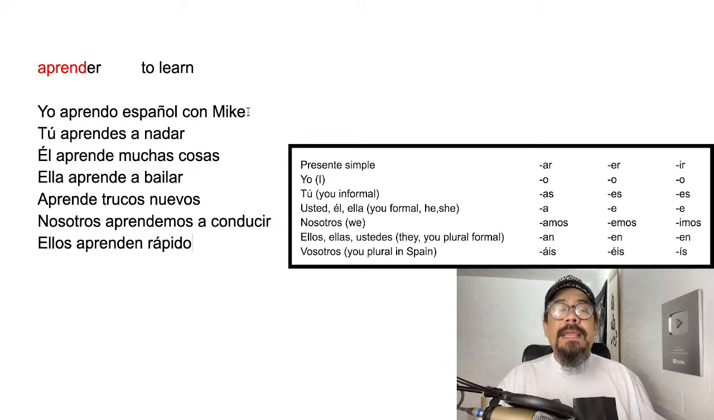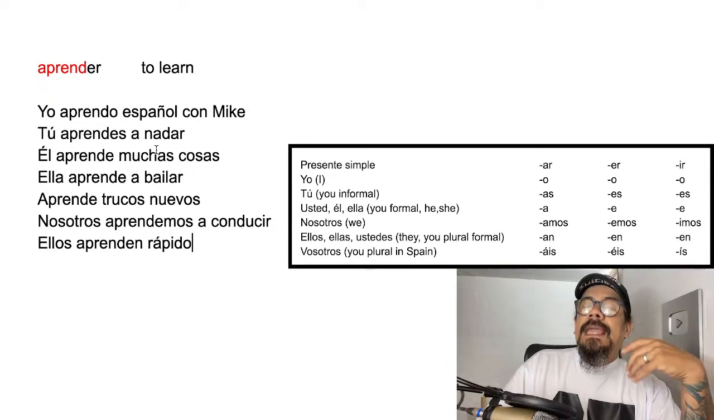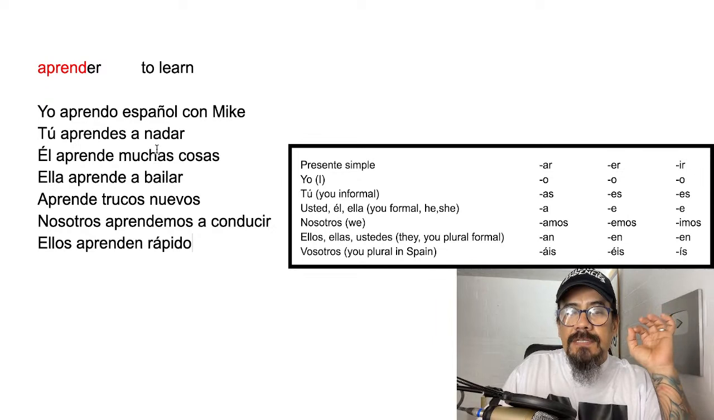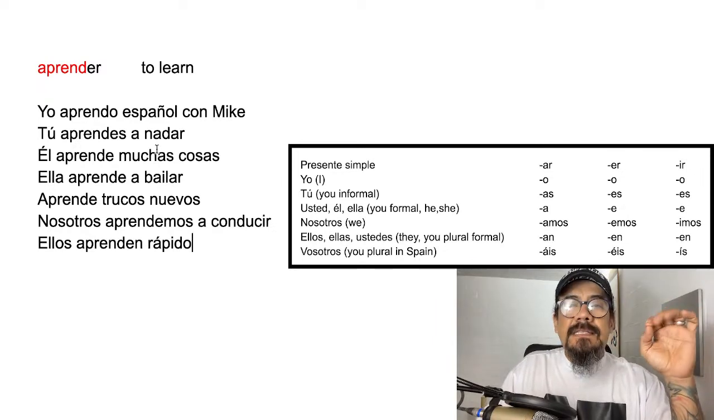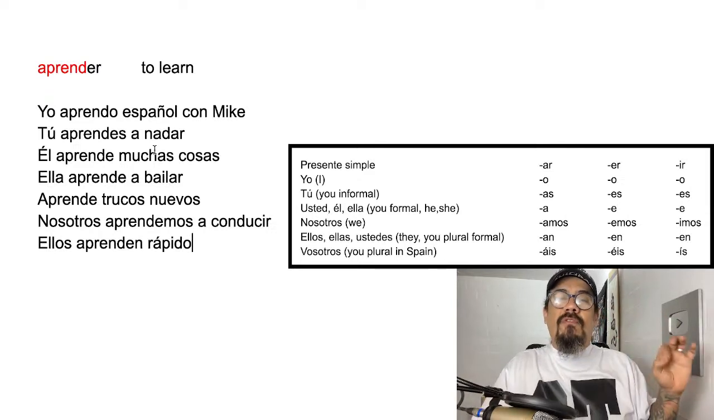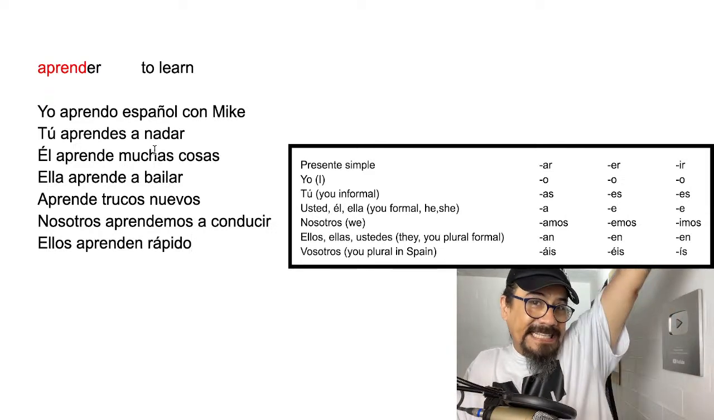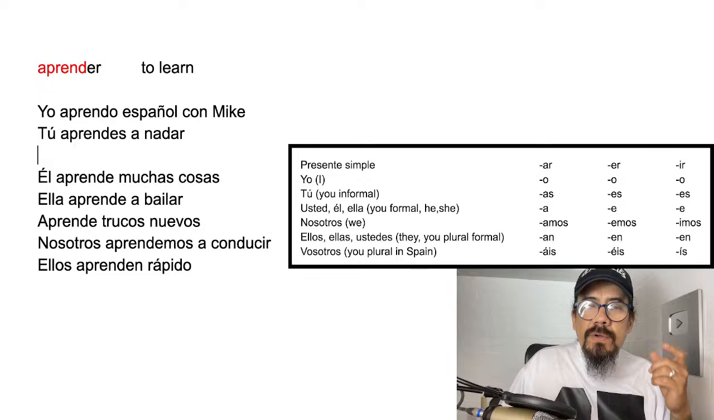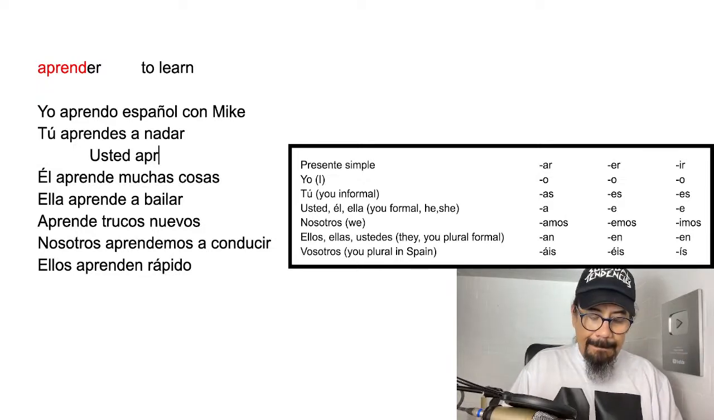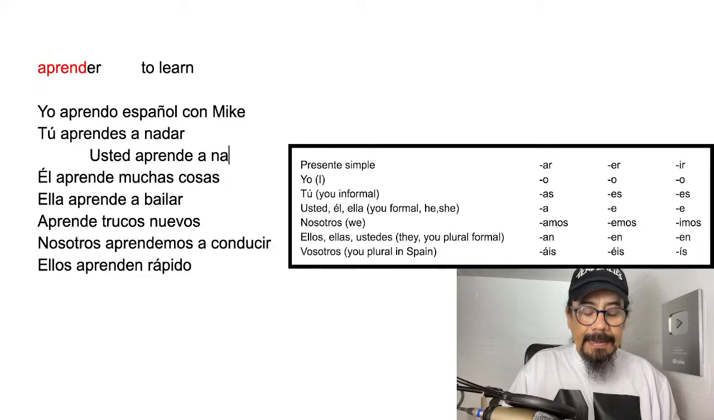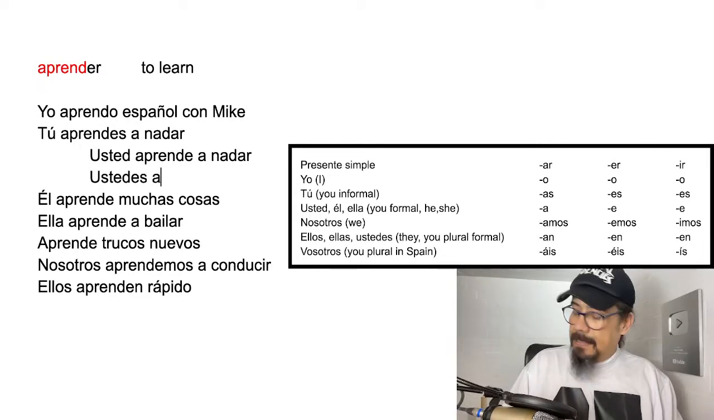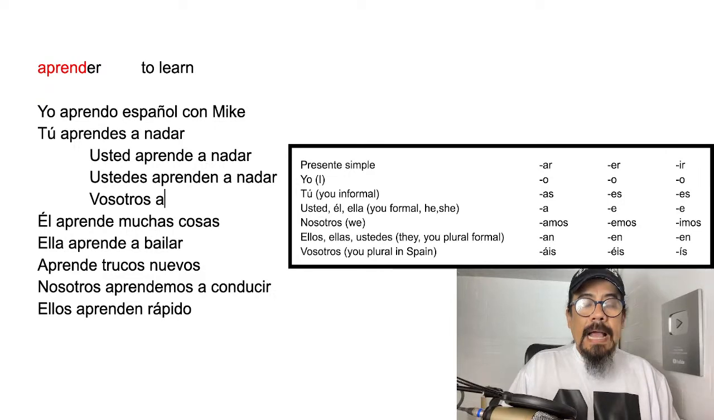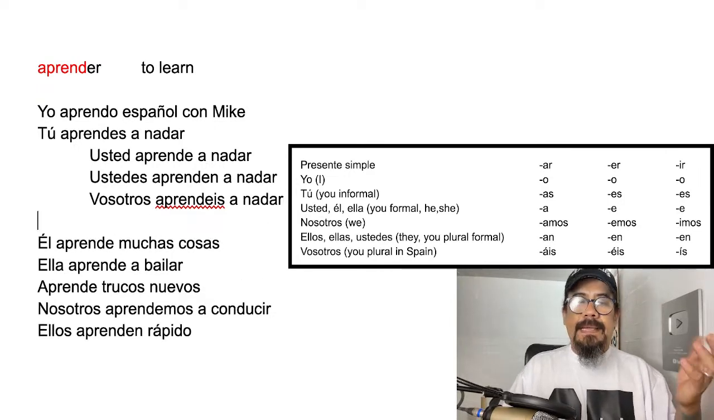That's pretty easy, right? Once you get used to this, it becomes easier. And the more you practice, the easier it gets and the more skilled you get. So remember, practice makes perfect. And remember, perfect kills good, so don't worry about going that much. Easy, no rush, focusing on little things. So usted aprende a nadar. Ustedes aprenden a nadar. Vosotros aprendéis a nadar. And that's it.